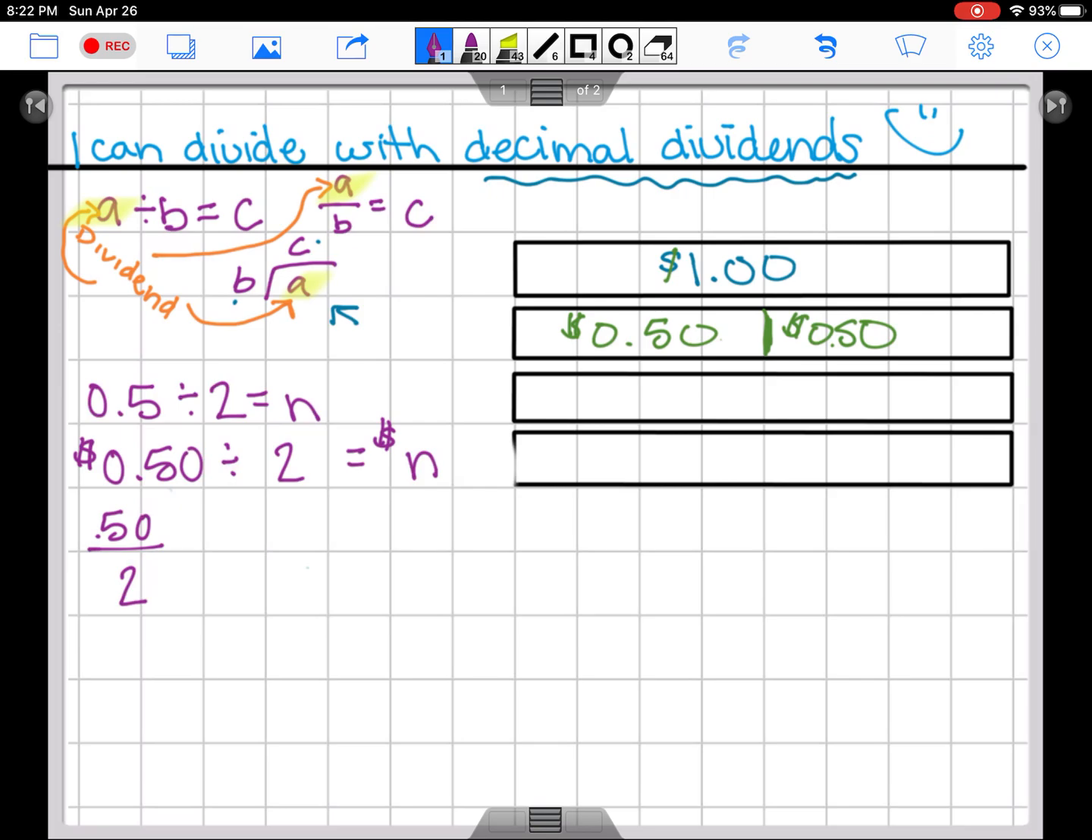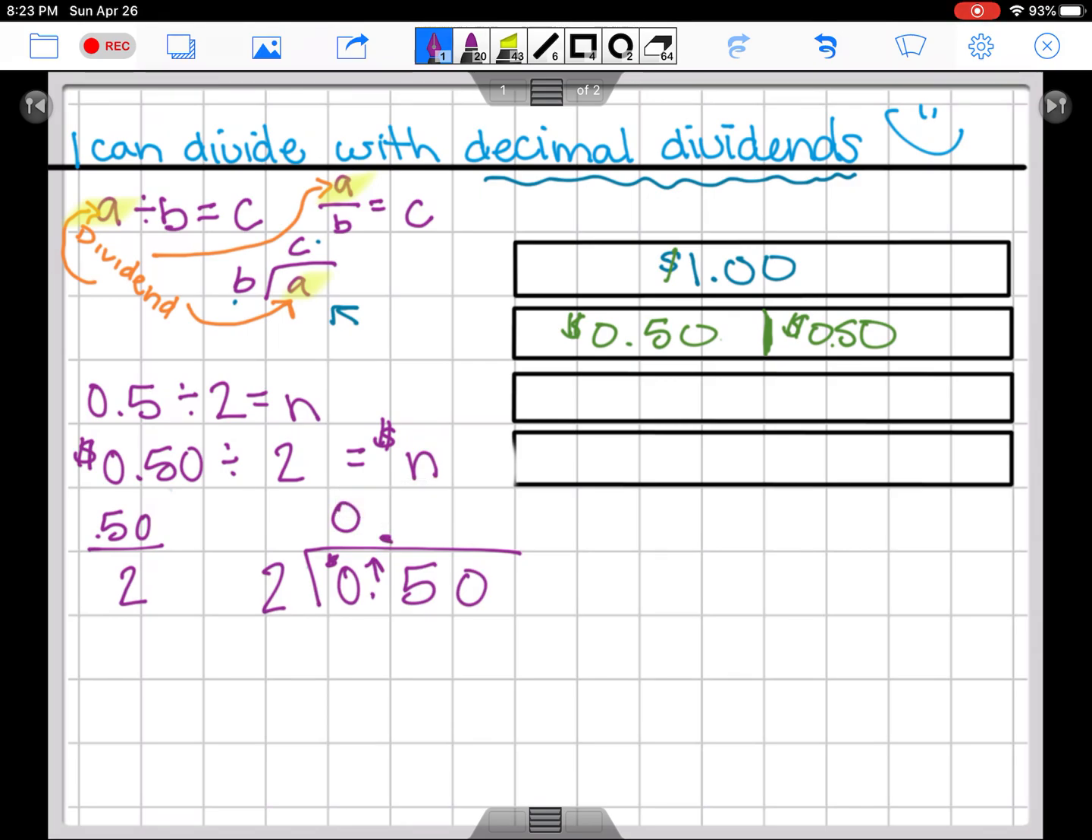So right away, we can either write this in a fraction form, or we can do 50 cents divided by 2. 2 can fit into 0 a good old 0 times. It's just not going to happen.